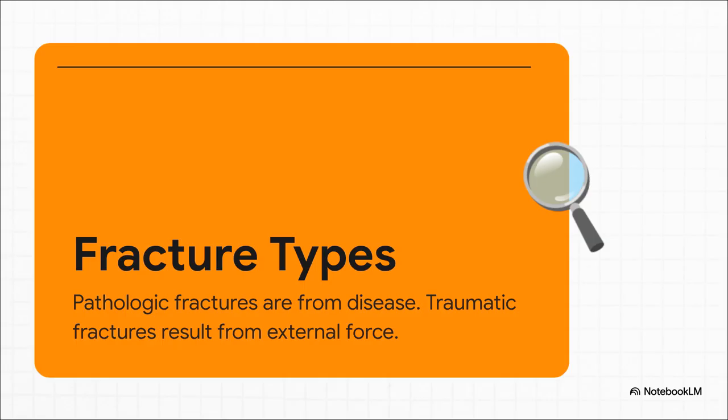Beyond identifying the exact bone and laterality, your core rule here is figuring out the root cause of a break. Pathologic fractures happen because an underlying disease weakened the bone, like it snapping just from standing up. Traumatic fractures result from a severe external force, like a car crash.